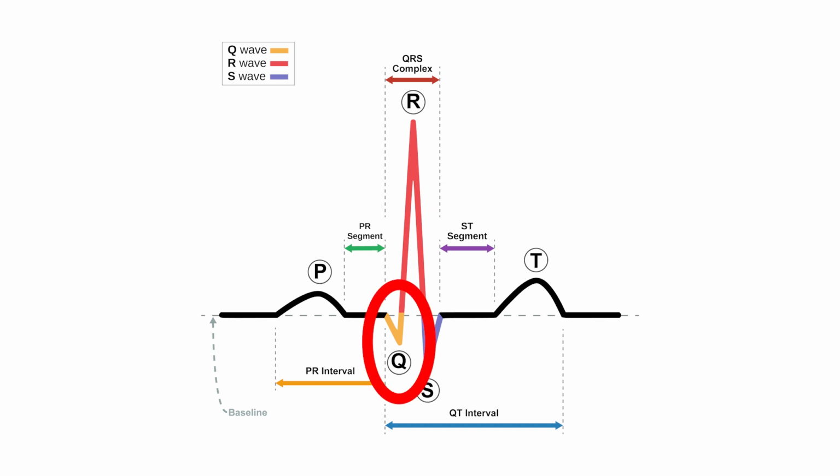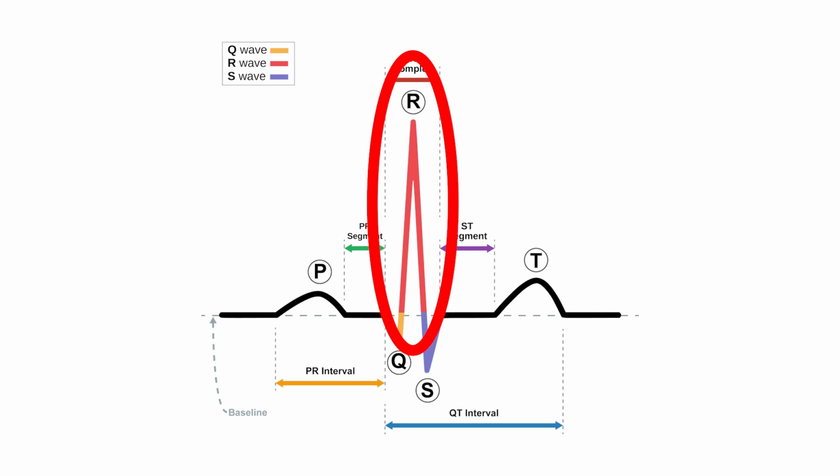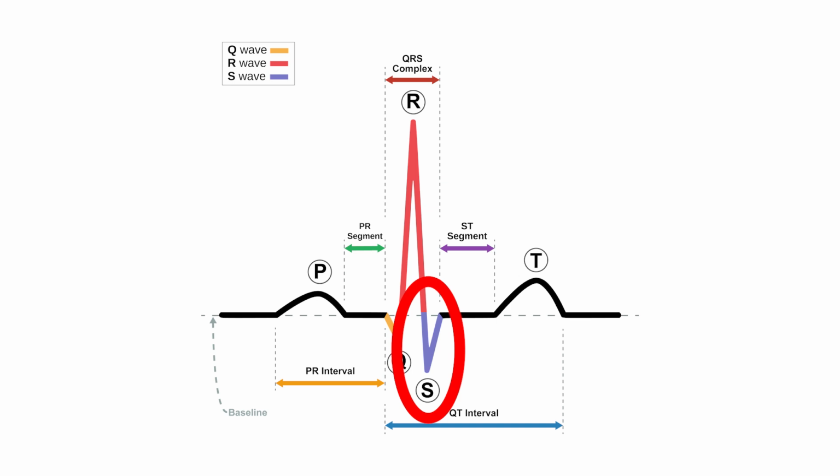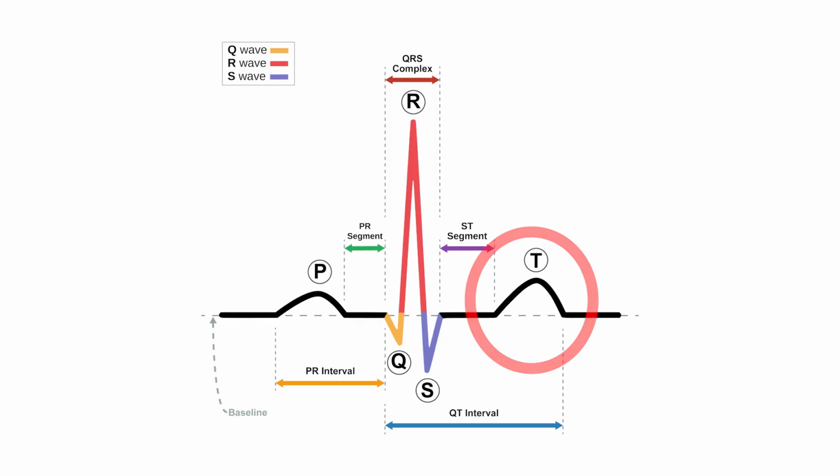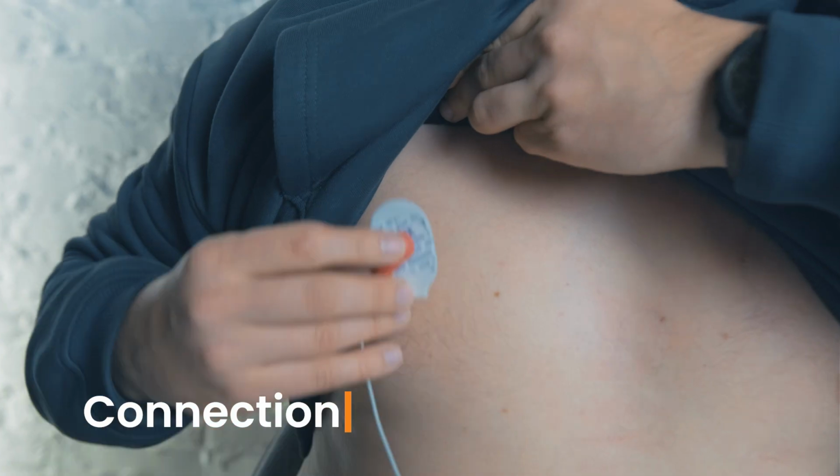The QRS complex begins with a small downward deflection called the Q wave, followed by a larger upward peak known as the R wave, and concludes with a downward deflection called the S wave. The QRS complex represents ventricular depolarization, which initiates the contraction of the ventricles. After this, the T wave appears as a smaller upward deflection, indicating ventricular repolarization as the ventricles reset for the next contraction cycle. To set up measurements, follow these steps.